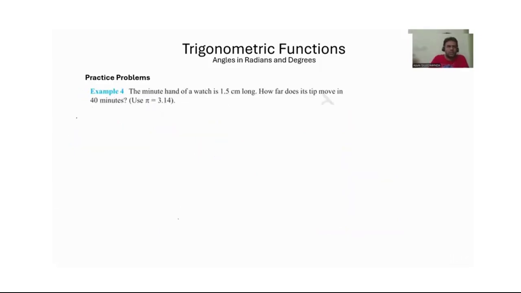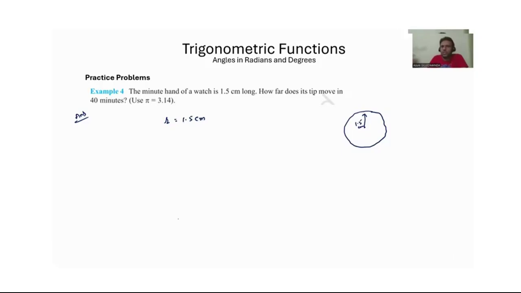Now let's look at another problem. The minute hand of a watch is 1.5 centimeters long. Let's consider this as a watch. Here we have the center of the clock and the minute hand. Let's say we start from the 12. This is the minute hand whose length is 1.5 centimeters. The minute hand length is nothing but the radius, so the radius of that circle is 1.5 centimeters.